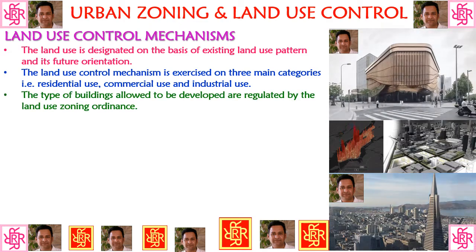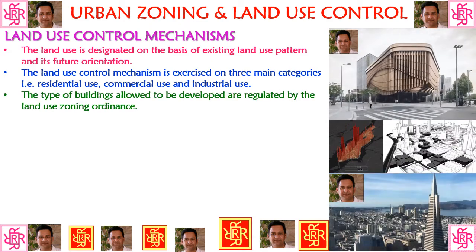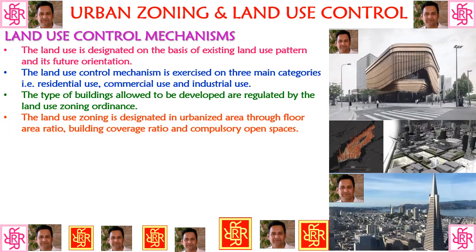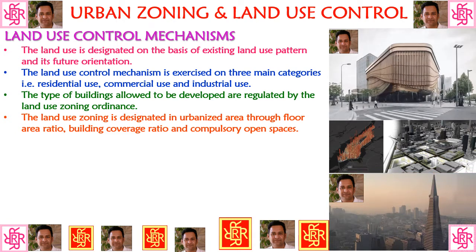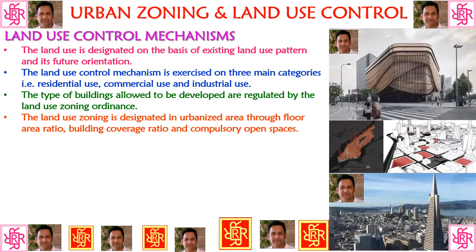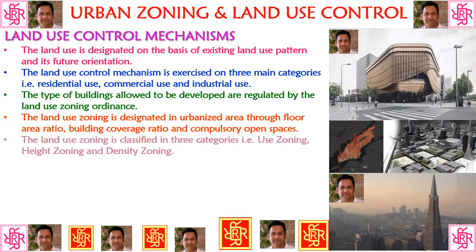The type of buildings allowed to be developed are regulated by the land use zoning ordinance. Land use zoning is designated in urbanized areas through floor area ratio, building coverage ratio, and compulsory open space ratio.